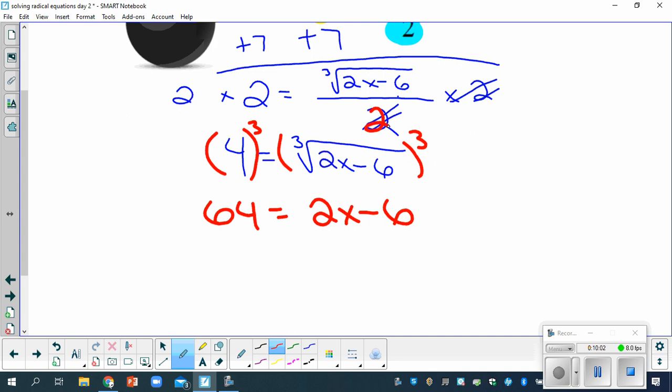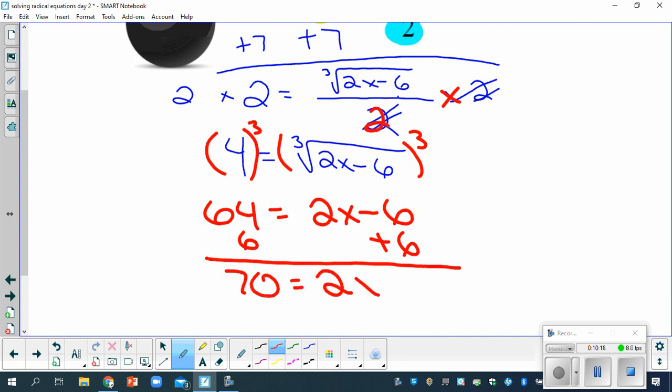And I need to get rid of that. And the way I do it is by times, so he's divided. Yeah. There you go. I'm almost done. I'm going to finish this up. I'm going to add 6, 70 equals 2x. X equals 35.